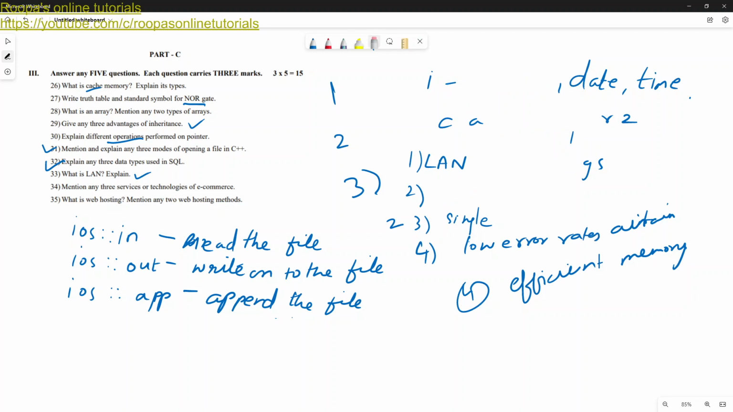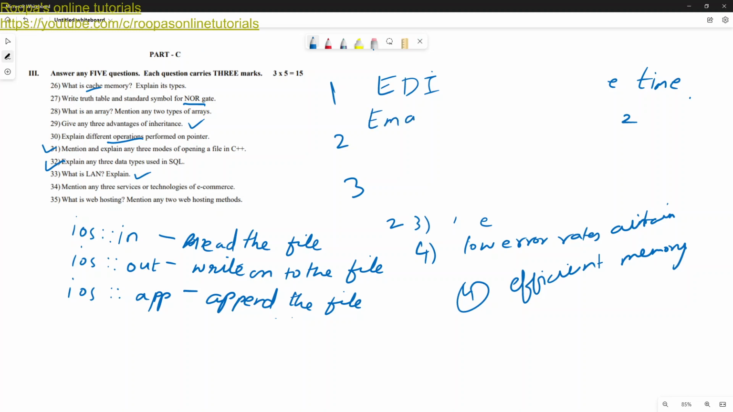Okay, the next question is mention any 3 services or technologies of e-commerce. Okay, the next question they are talking about is the 34th question. 3 services or technologies, you can write EDI. EDI stands for electronic data interchange. When you are exchanging data between computers electronically, it is called EDI, electronic data interchange.